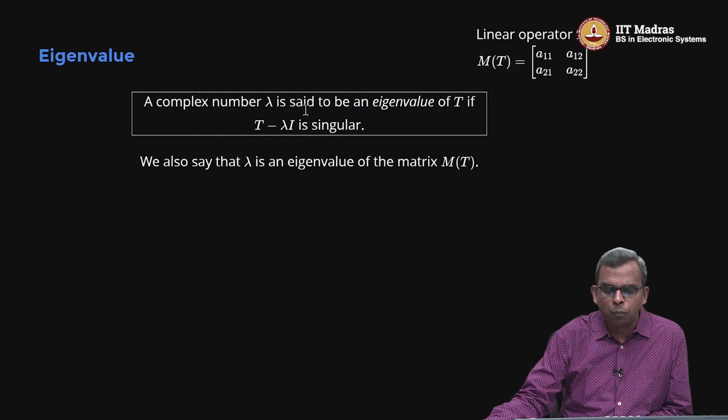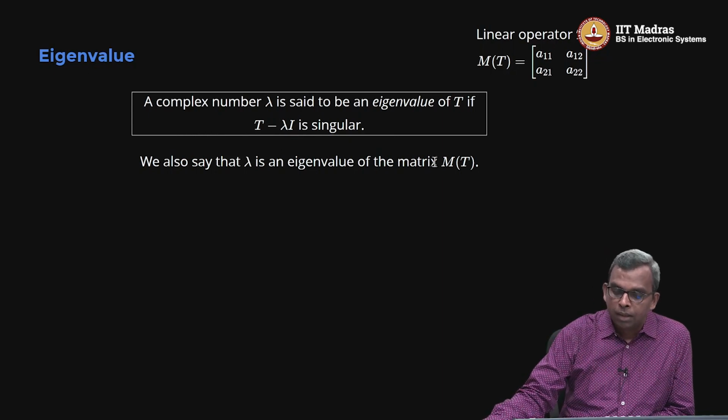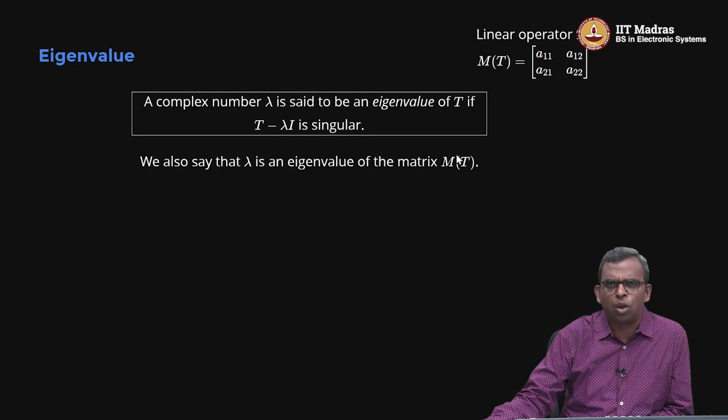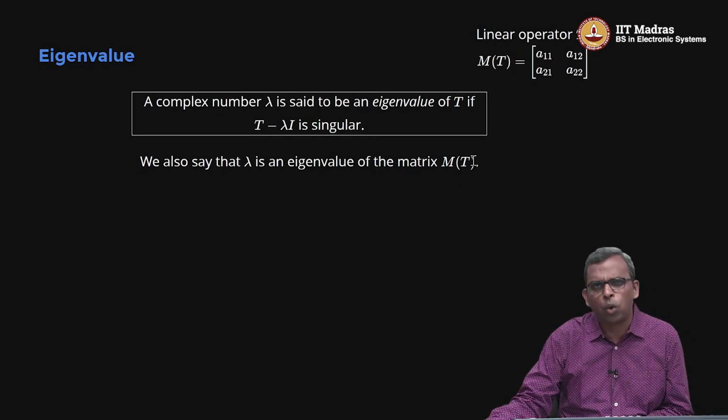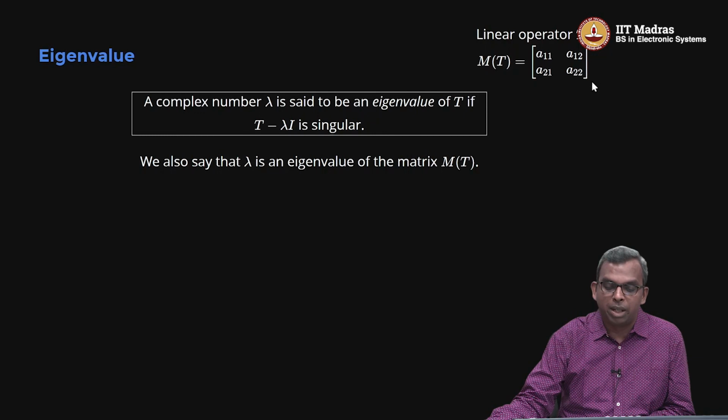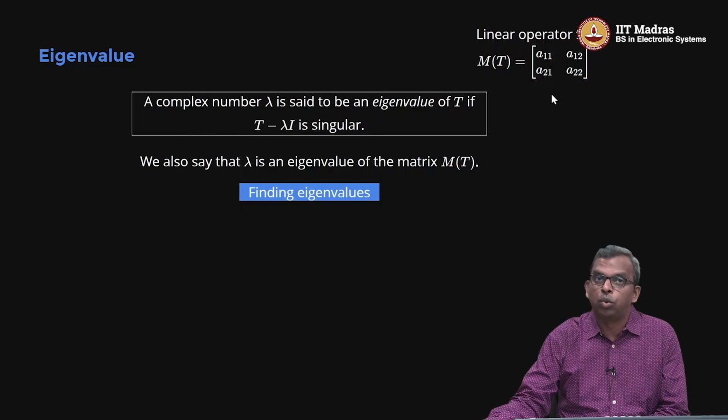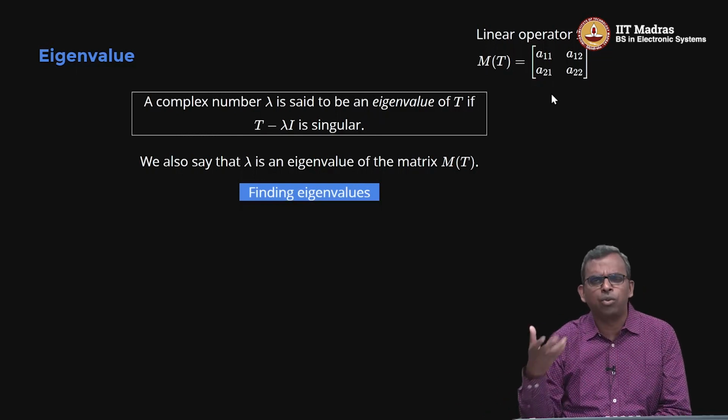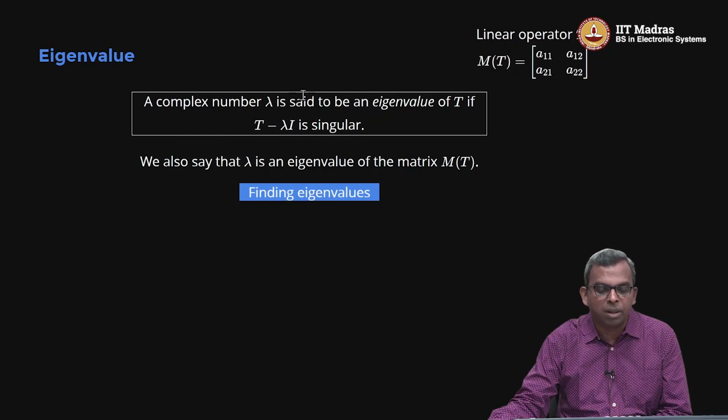We'll also say that lambda is an eigenvalue of the matrix M of T. It turns out the eigenvalue depends only on the operator and not on the basis with which the matrix is taken. We will see that later. So this definition is also okay; you can call it an eigenvalue of the matrix also. Notice what happens when you do T minus lambda I: when you subtract lambda I from M of T, you subtract lambda from the diagonal. That is how you try to compute eigenvalues. How do you find eigenvalues? How do you know that such complex numbers exist?